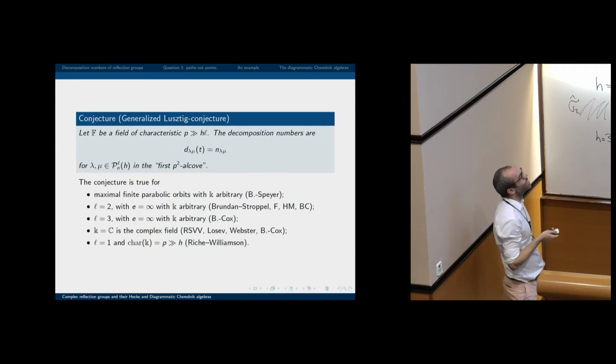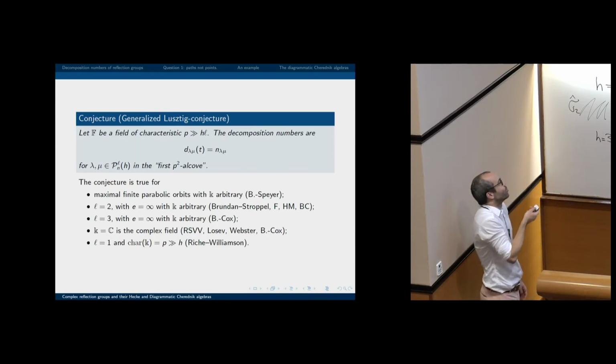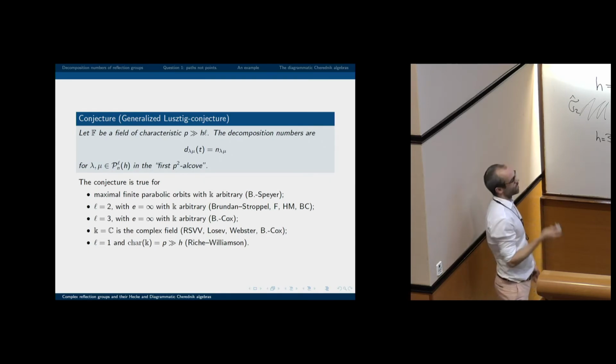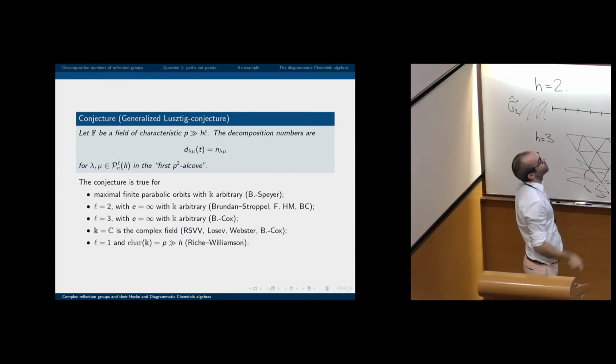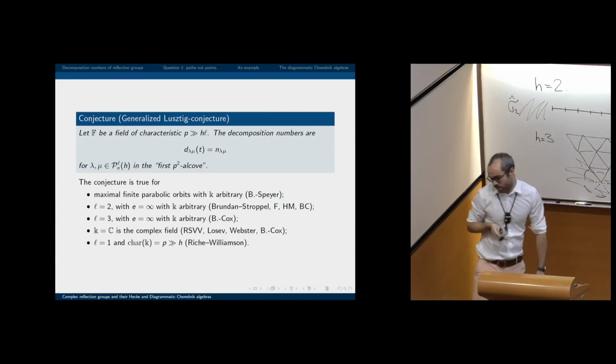It feels like backwards logic, but they did prove this. It's not called this. This is somebody else's conjecture then, right? But it's proven by Riche and Williamson that in the level 1 case, it does work. So that's a good place to start.